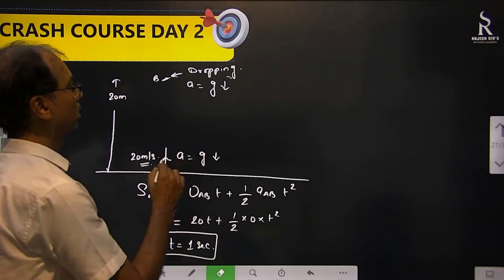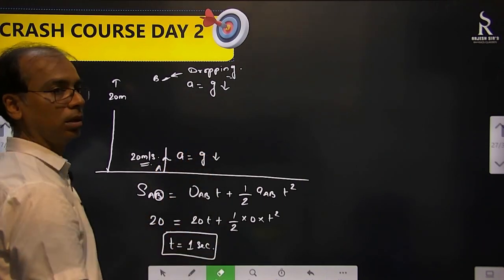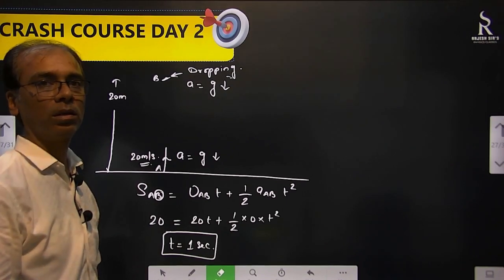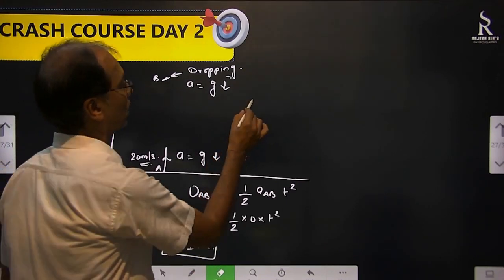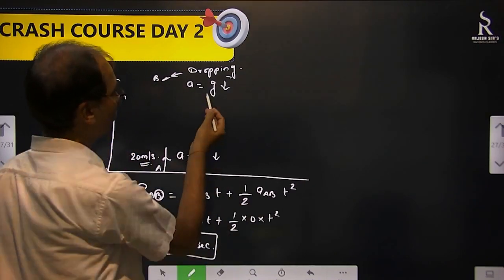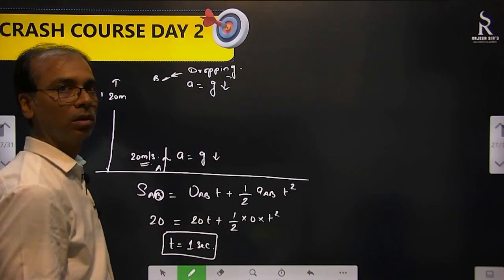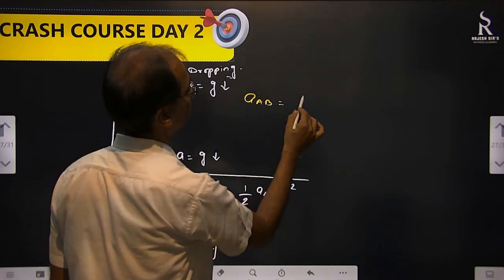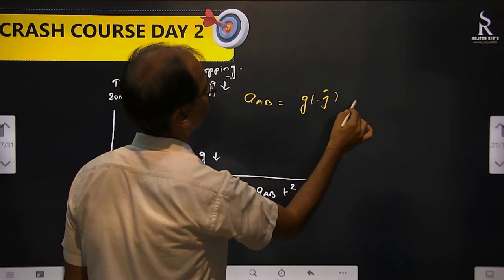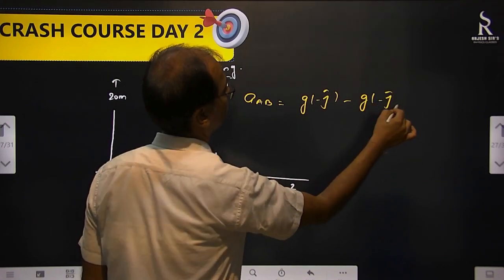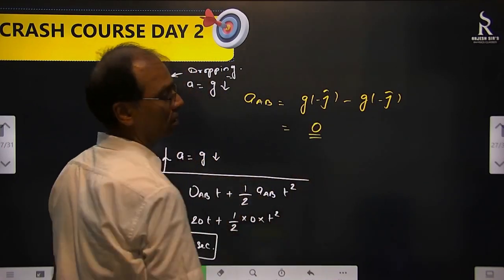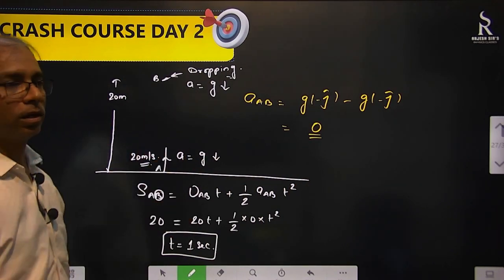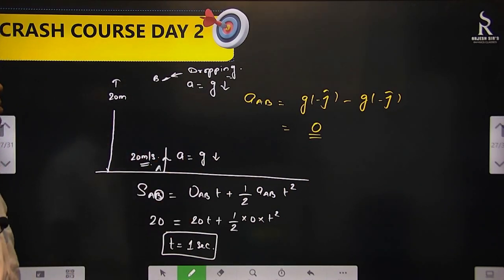In the previous question, how will you do the acceleration? g minus g? Both are in the same direction. g is always in the same direction, no? Then acceleration of A with respect to B is g minus g, what will come? 0 only, no? Where is the doubt? No doubt in that. Clear? Alright.